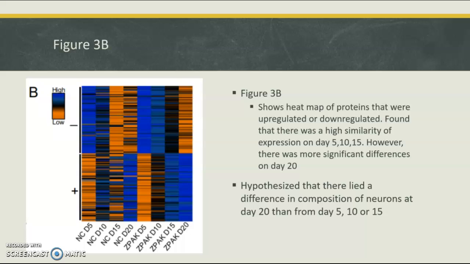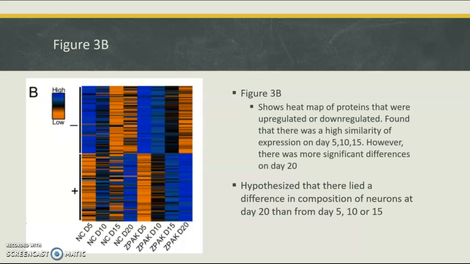So, figure 3b compares the top 100 upregulated and top 100 downregulated genes for the conversion process for both conditions. From this, scientists were able to detect an 80% and 93% overlap respectively. Figure 3b also shows a heat map of proteins that were upregulated or downregulated, where orange equals low expression and blue correlates to high expression.